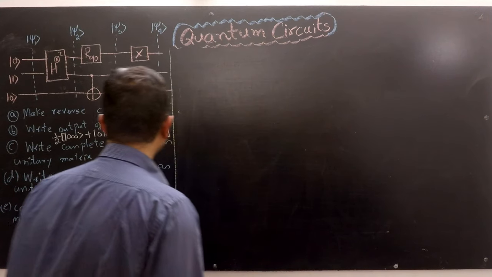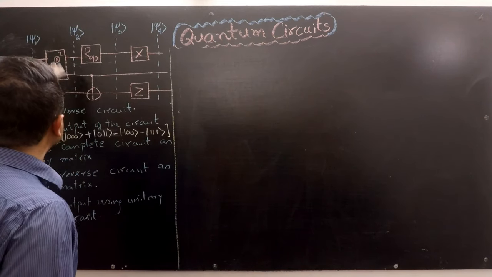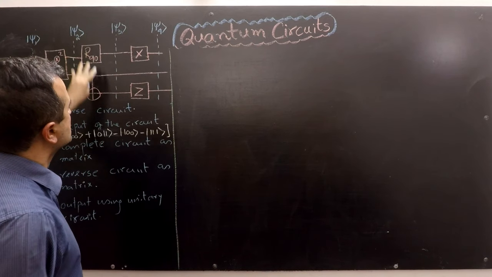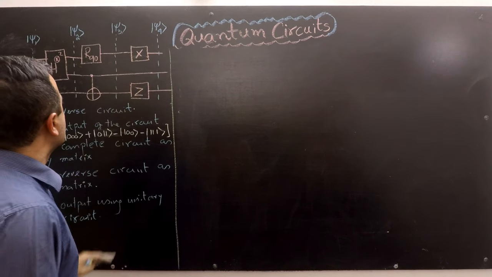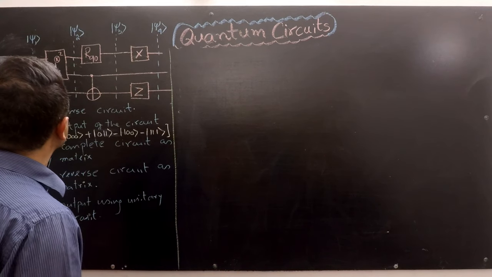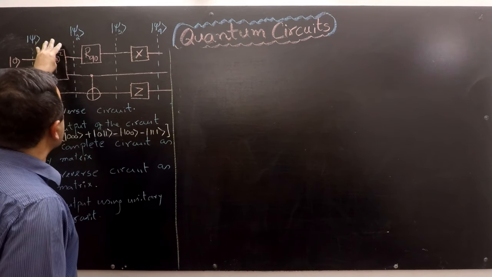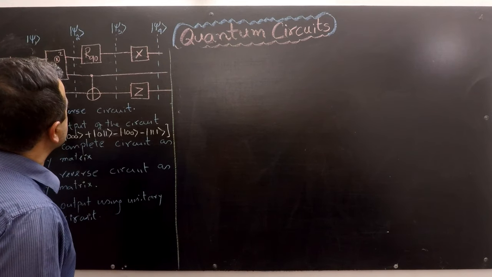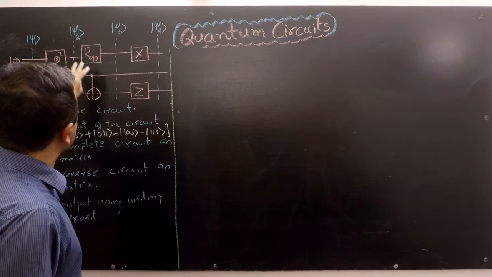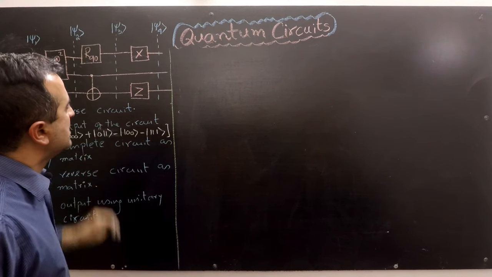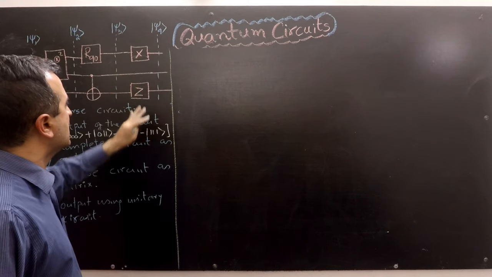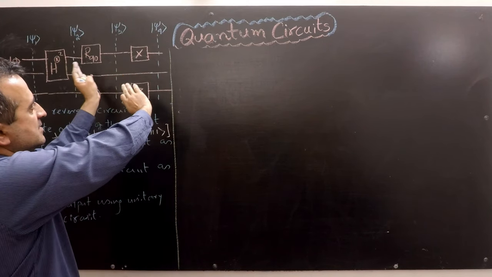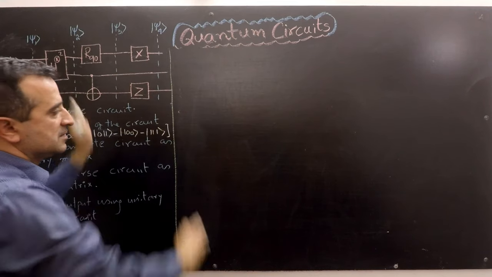So I can first make a matrix of each stage. Let's say this is my stage 1, this is my stage 2, and this is my stage 3. So I have 3 stages in the circuit. Each stage consists of some parallel unitary gates. So I have some parallel unitary gates in the first stage, some in the second stage, and some in the third stage. I cannot call this a stage because it has some gates which are not parallel to each other.